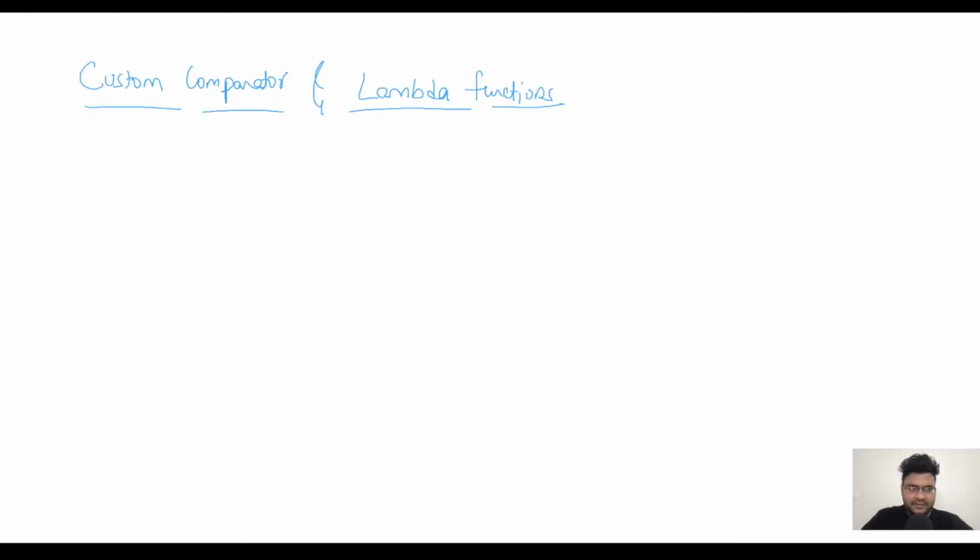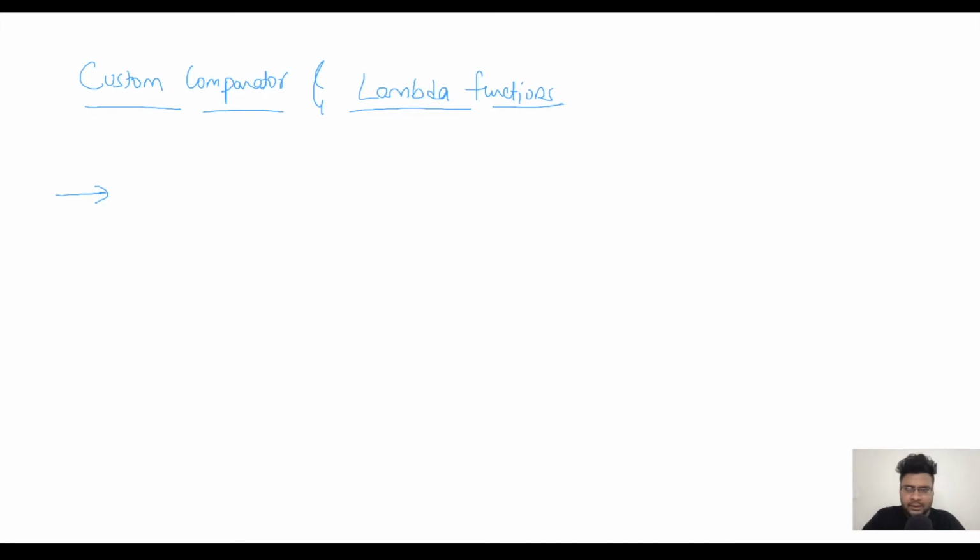Hey guys, hi. So in this video we are going to discuss one of the most important paradigms of sorting algorithms, and mainly the tools which we use in order to solve complicated problems. Custom comparator and lambda functions are two different tools which we use in order to solve complicated sorting algorithms.